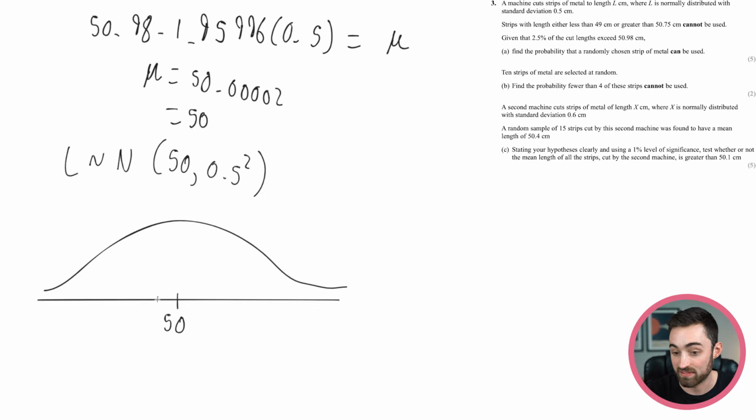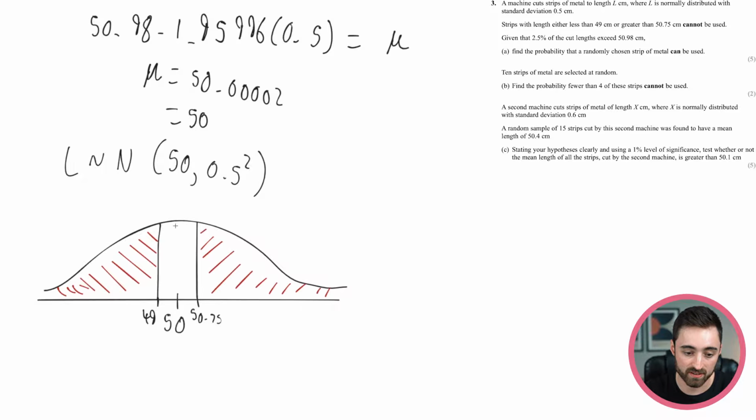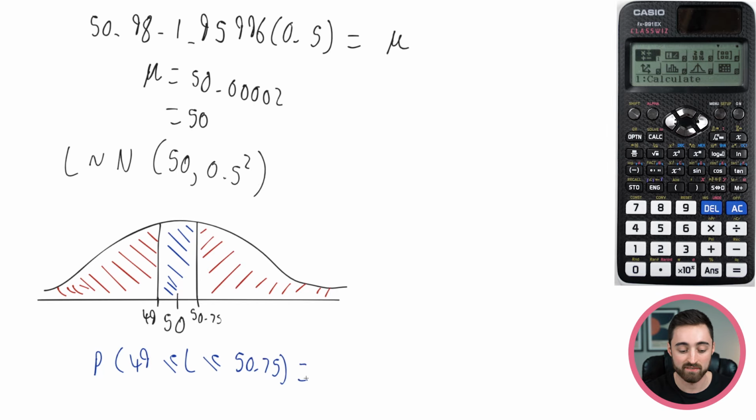And you're saying, look, if they're anything lower than here, I can't use them. That's red zone. But equally, you don't want them to be too long, right? So if they're any bigger than 50.75, I also can't use them. So what I want is this Holy Land right in the middle, okay? So that is basically just the probability that L is greater than or equal to 49 and less than or equal to 50.75. And this, we can use the calculator because we've got mu, everyone's a winner.